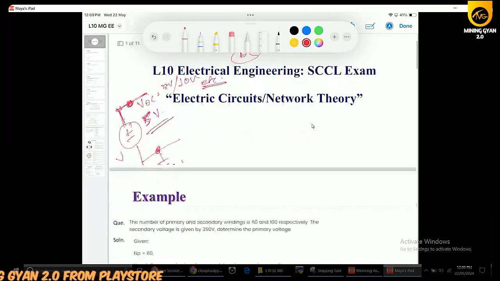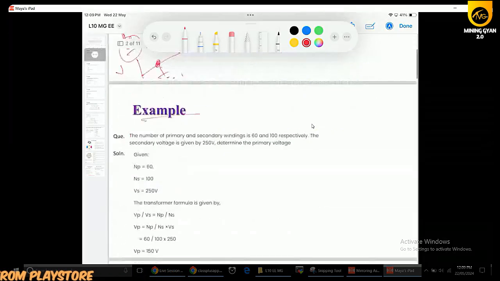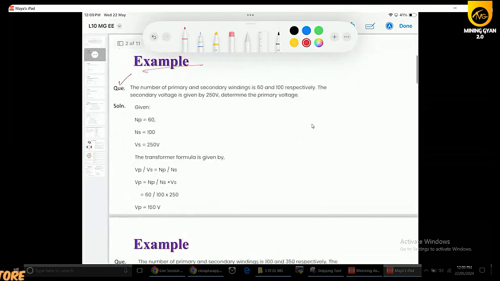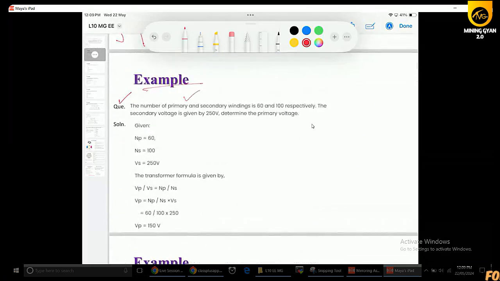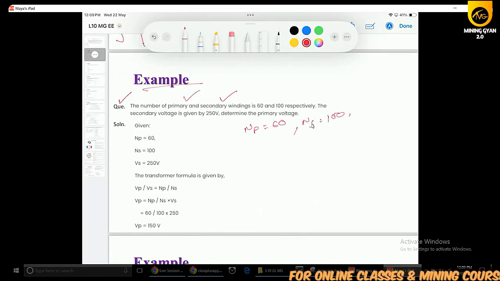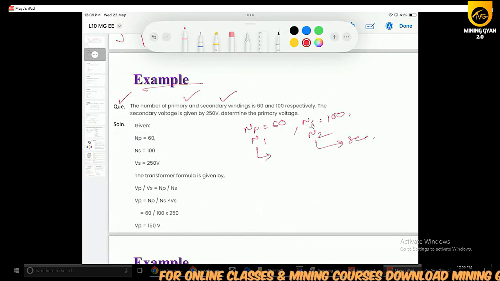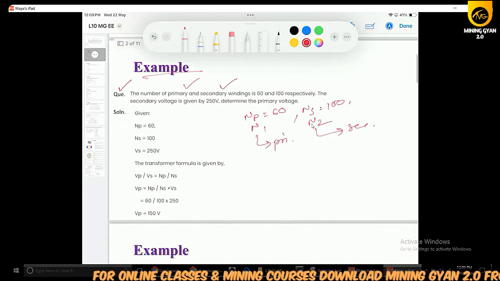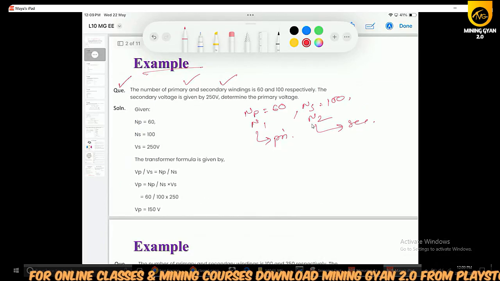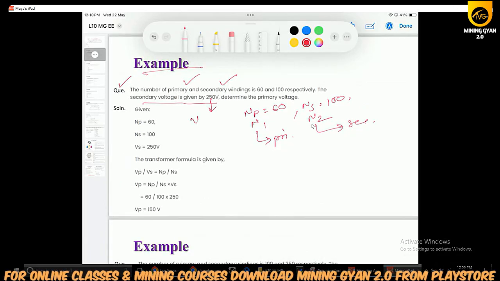So first of all, let us start with the examples of the transformer. This is the first example, in which they have given the number of turns of the primary and secondary windings as N1 equals 60 and N2 equals 100. N2 is the secondary winding turns and N1 is the primary winding turns. The secondary voltage is given as 250 volts, V2 equals 250 volts, and we have to calculate the primary voltage V1.